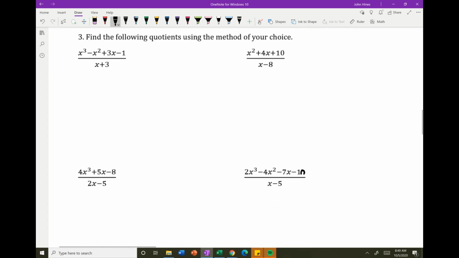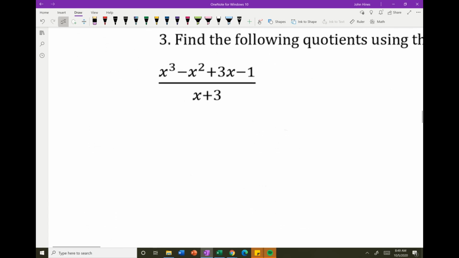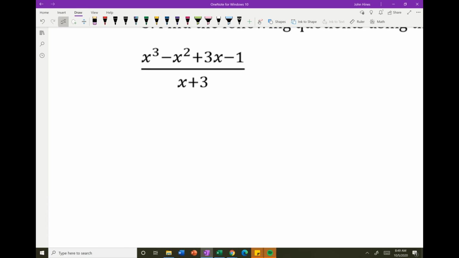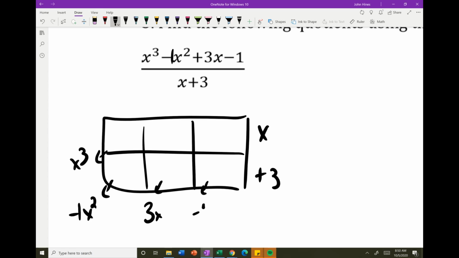So I got some practice problems here for you. Try them as we go, and we'll see how we do. So x cubed minus x squared plus 3x minus 1, and we're dividing by x plus 3. I've got x to the third, negative, I'm going to put a negative 1 there just to remind myself that's a negative 1. A lot of people sometimes confuse that with 0.